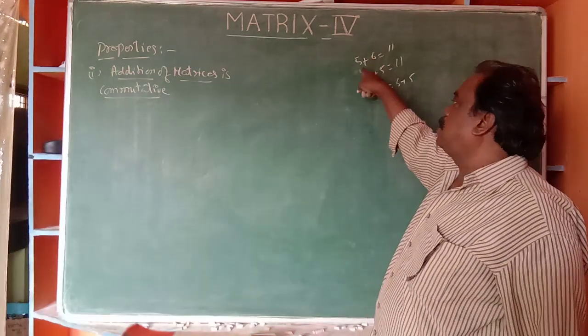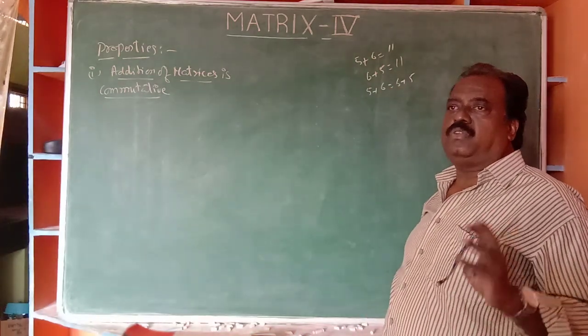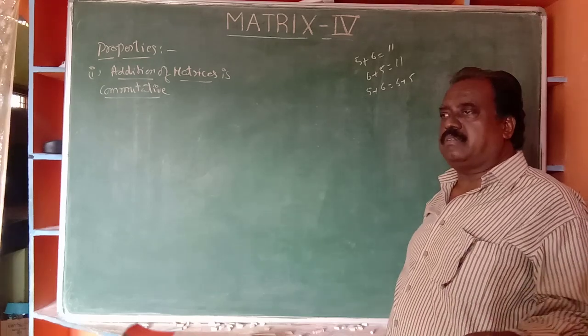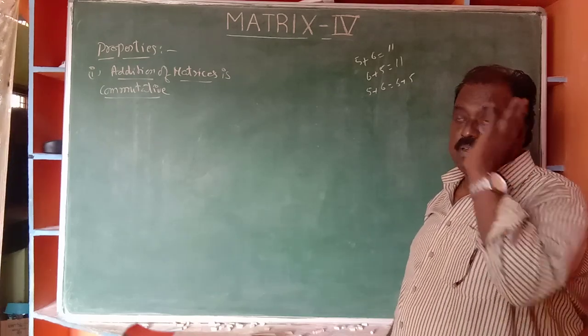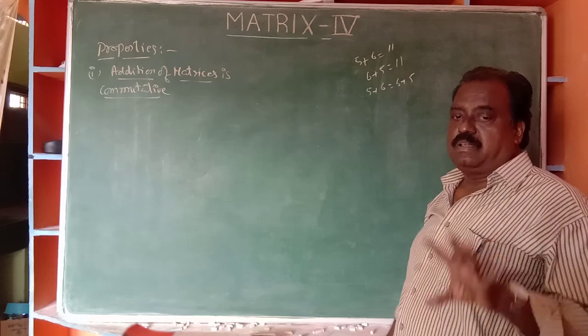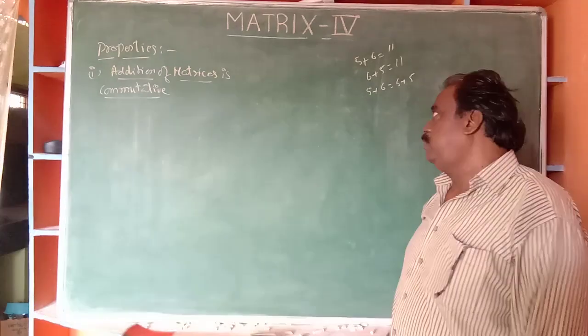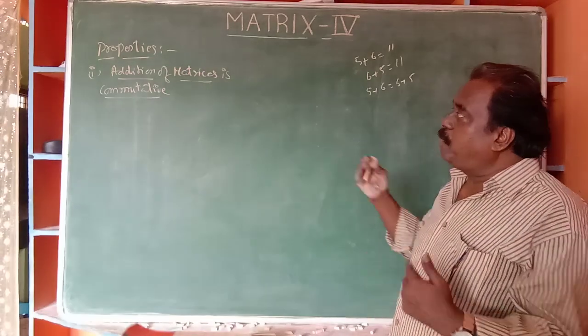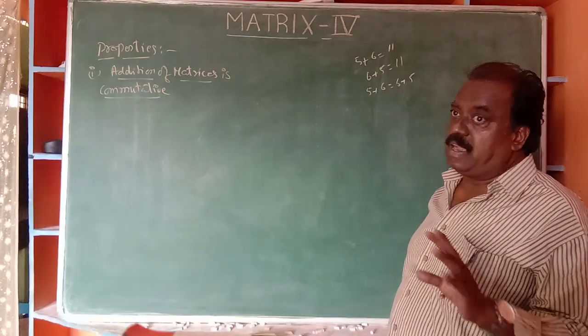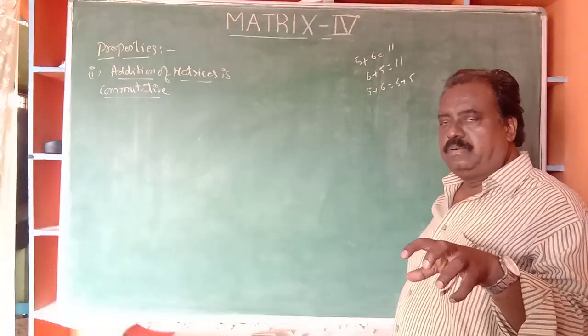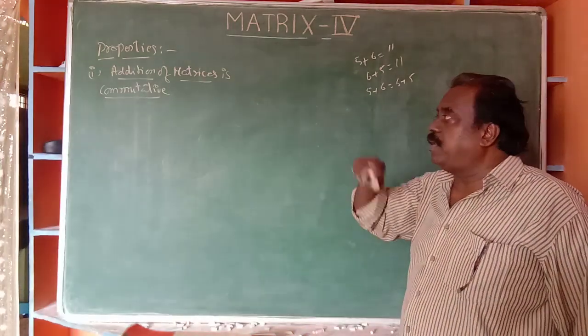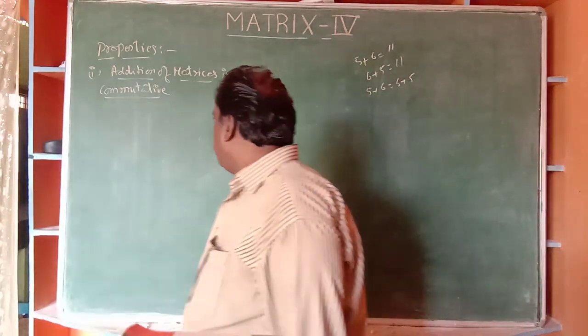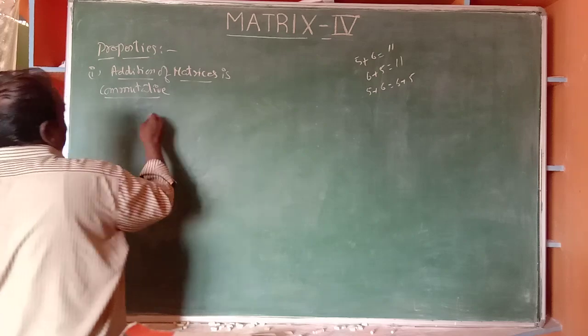Here the numbers follow the commutative law, associative law, distributive law, like that some laws are there. Identity law, inverse law. There are 5 types of laws for numbers. A matrix is not a number, it is a group of numbers. Even though, the addition of matrices follows the commutative law.